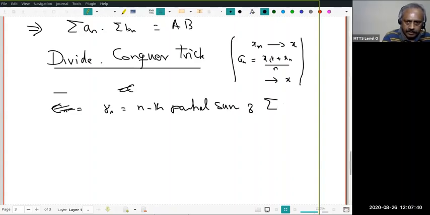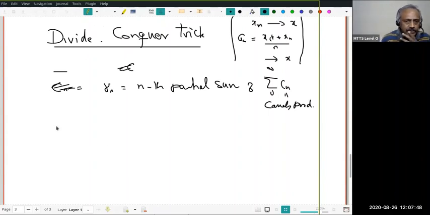Sum of the series Cn. This is the Cauchy product. Okay. Now what should I prove? I should prove gamma n converges to AB. Is it clear? Okay. For this, what will be done?